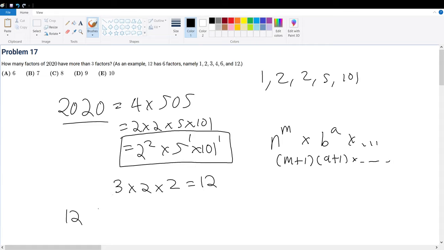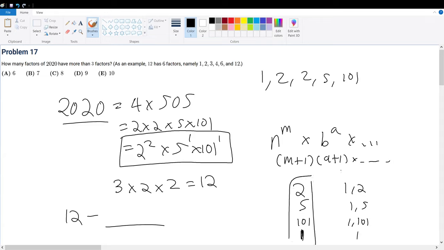But from the 12 factors, which ones have less than 3 factors? Well, from here we can just brute force it, because the numbers are small enough and few enough that we can just count it out. 2 is a prime; the only factors of 2 are 1 and 2. That's less than 3. We can also do 5, because that's 1 and 5. We can do 101, because that's 1 and 101. We can also do 1 itself, because 1 is a factor, and that's just 1. So we have 4 total cases right now.